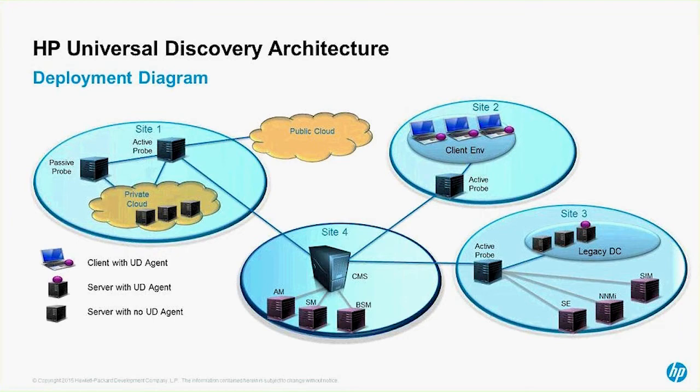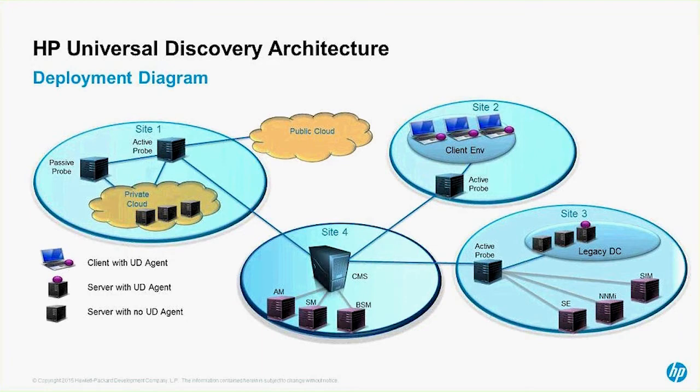This is a typical universal discovery architecture deployment diagram where you would see in Site 4, you have a configuration management system that is being connected to different active probes and different sites. So if you look at Site 2, we are doing the agent-based discovery from the client environment, which are reporting back to the probes. On Site 3, we are actually doing both agentless and agent-based discovery, as well as probes are capturing the data from some of the other applications such as Network Node Manager, Storage Essentials, and System Insight Manager.